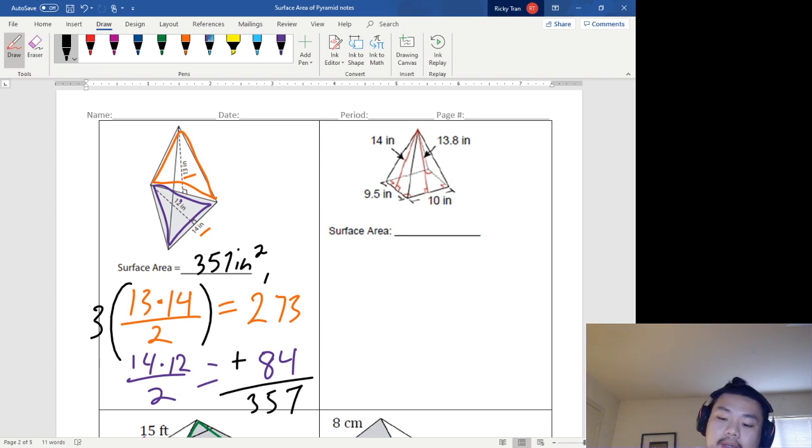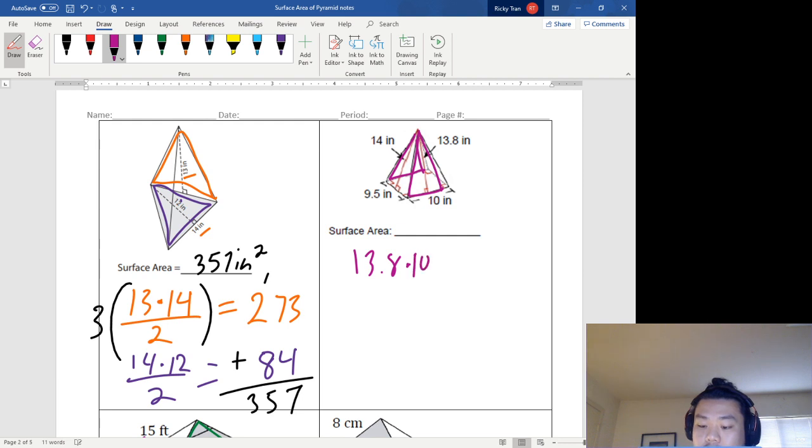Let's move on to the next one. All right. This is, again, another rectangular pyramid. Okay. And in a rectangular pyramid, you have to be careful. You have to look at, there are 2 different heights. So the front triangle and the back triangle are going to be 13.8 and 10. So 13.8 times 10 divided by 2 times 2, because there are 2 of those triangles.